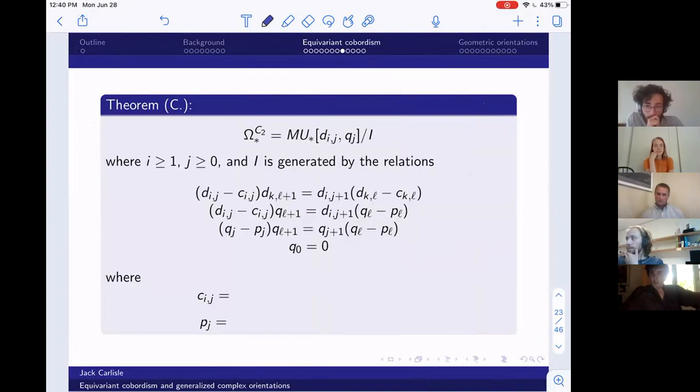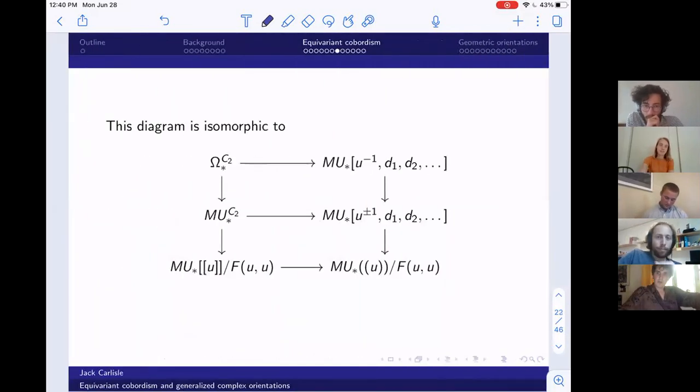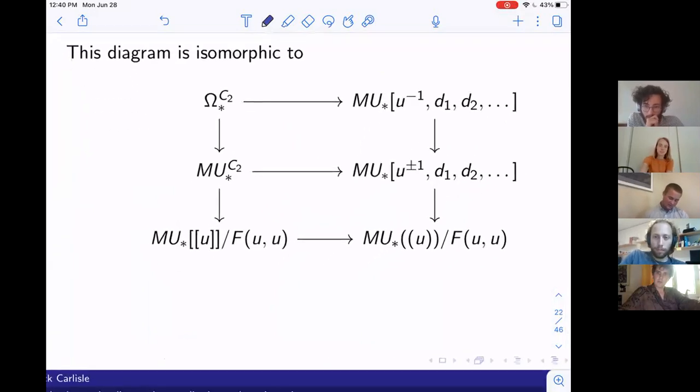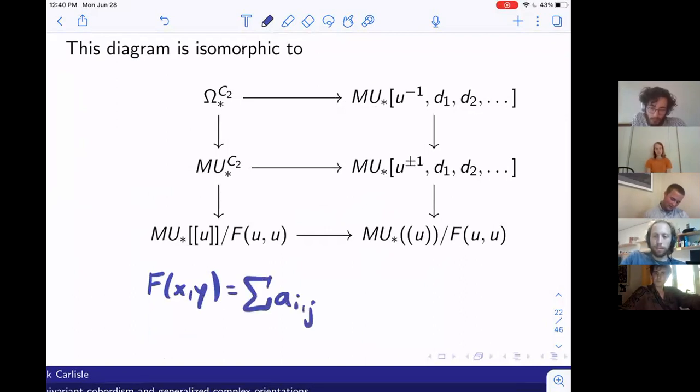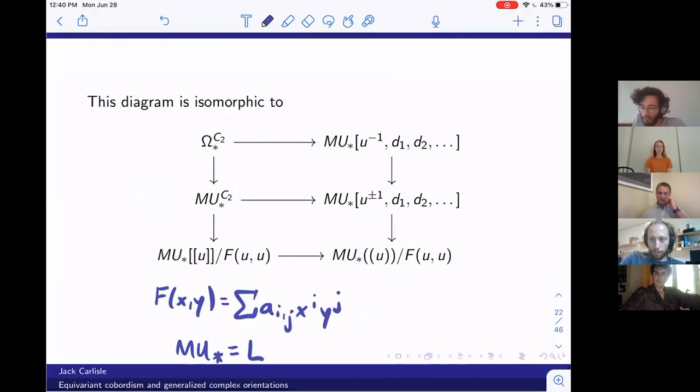Excuse me. Yeah, what's going on? Was F the universal formal group law? Yeah, excellent. That's exactly right. So here F is the universal formal group law over mu star, which happens to be the Lazard ring. Yeah, thank you. So I can see that there are some experts in this area in the audience who are picking up on some of the stuff that I'm skipping over. In any case, this is exactly right.